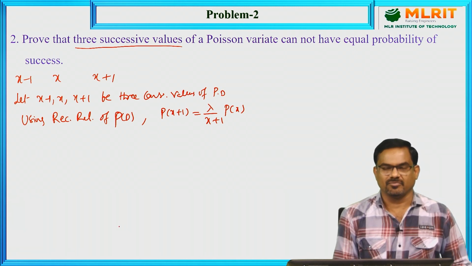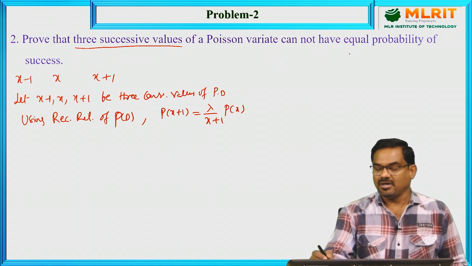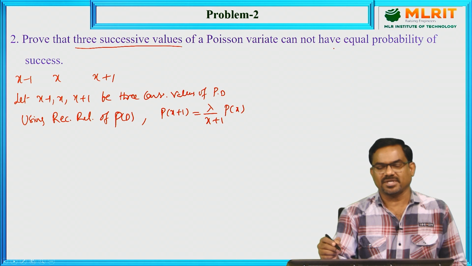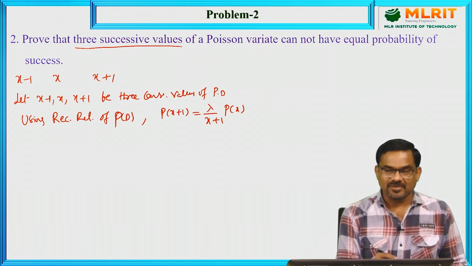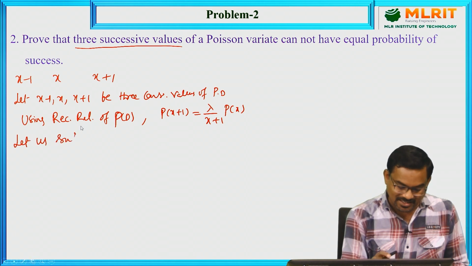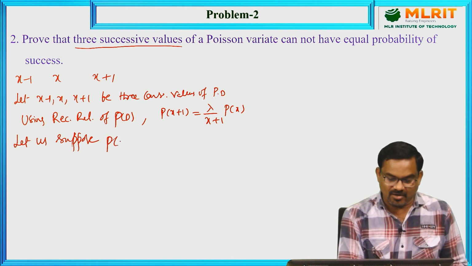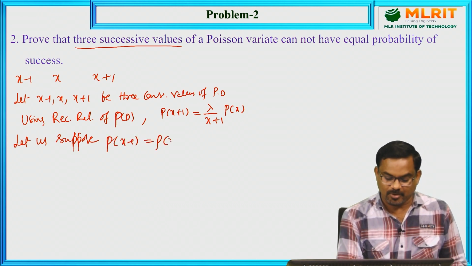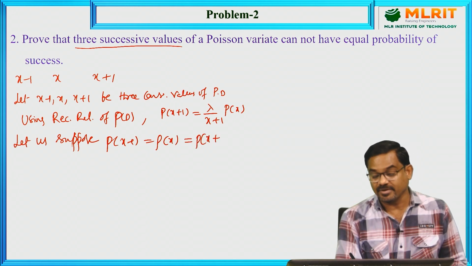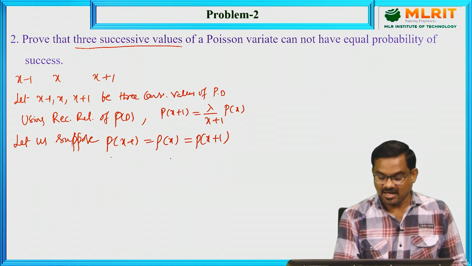Method of contradiction, what is that? Here we have to prove that these 3 values are not the same, that the probabilities of successes are not the same. We start with an assumption that these 3 probabilities are equal. So, let us suppose that the probability of x minus 1 successes is equal to the probability of x successes, which is equal to the probability of x plus 1 successes. This is our assumption, just as an assumption.